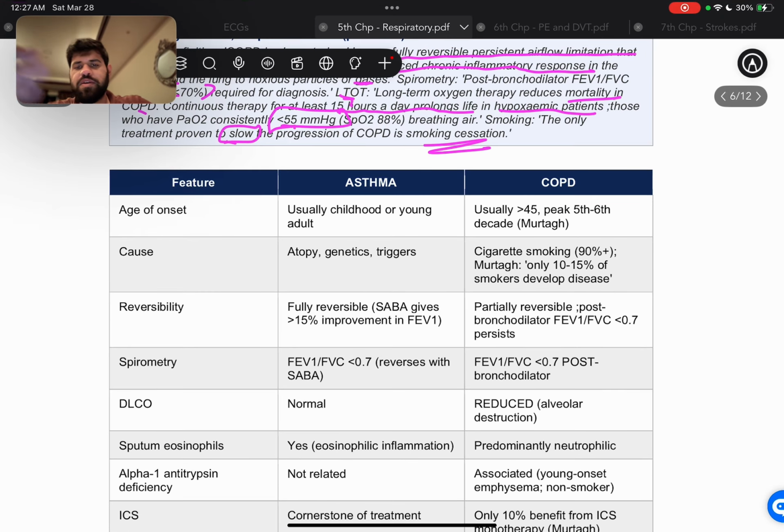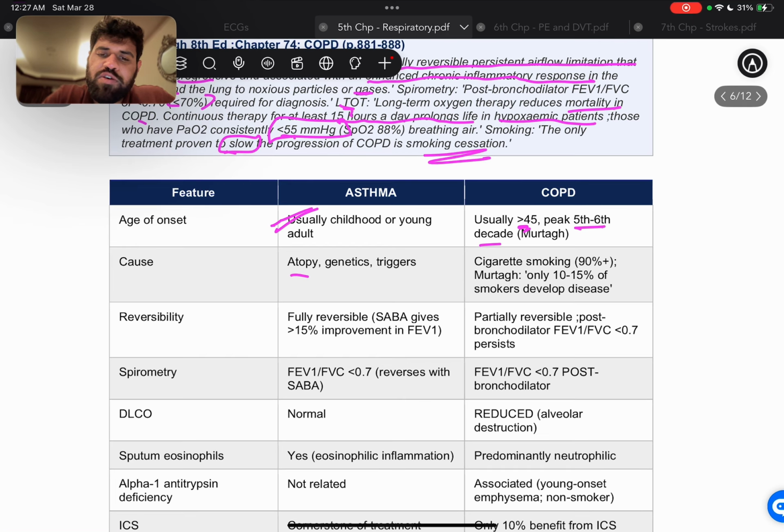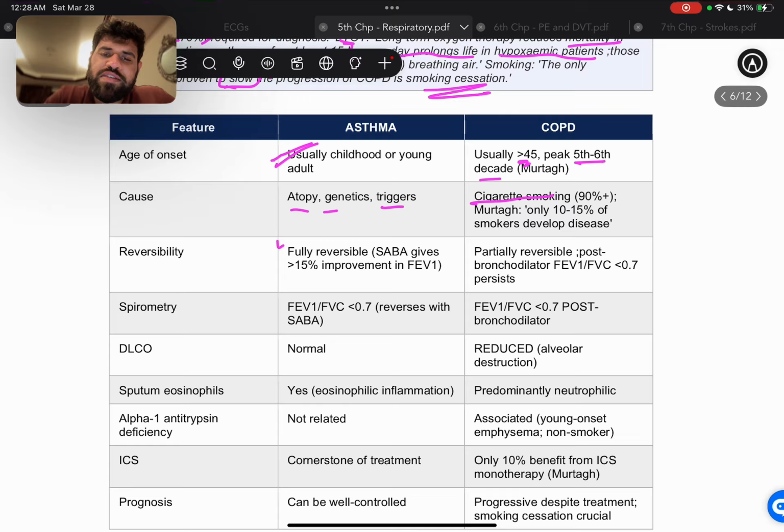So, keeping in mind that COPD is a very later in life disease, especially with patients who have had a smoking history. So the age of onset, to differentiate between asthma and COPD because both of them have obstructive patterns. COPD is going to be an age of more than 45 and peaks at the 5th and 6th decade, whereas asthma is more childhood centered. Causes for asthma are atopic genetic triggers. COPD is usually cigarette smoking. All right. Reversibility, asthma is fully reversible and gives more than 15% improvement in FEV1. COPD is partially reversible and the ratio is less than 70%.